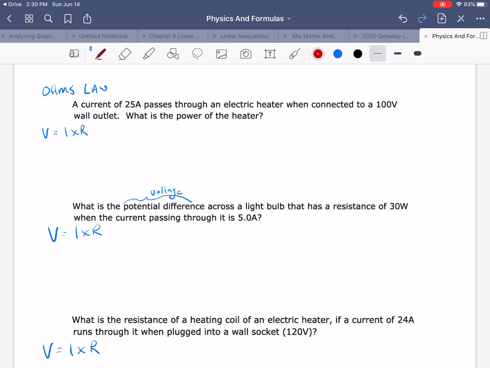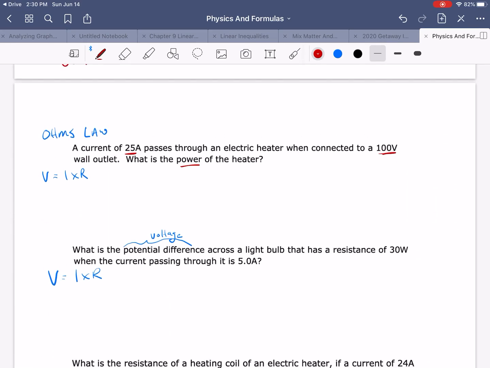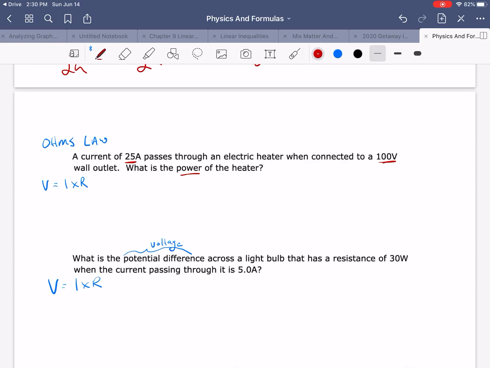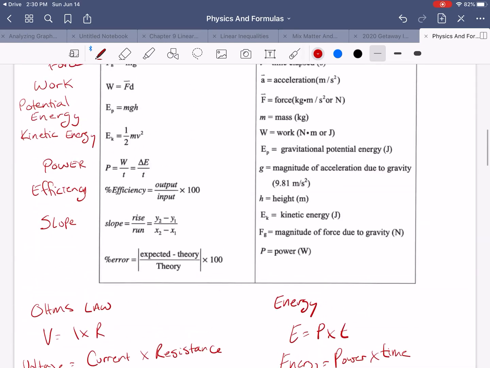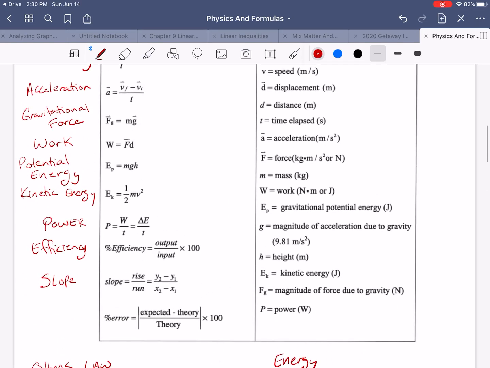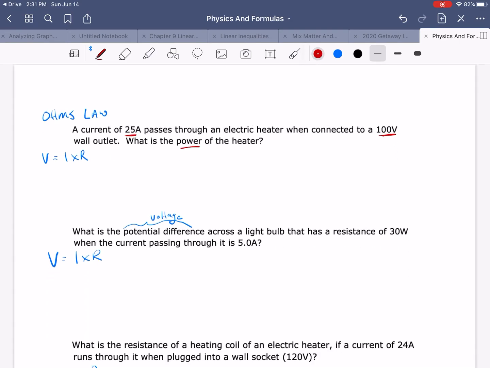A current of 25 amps passes through an electric heater when it's connected to a 100 volts wall outlet. Okay, so basically what I get everybody to do is, it says, what is the power of the heater? Oh, sorry, so we're doing power, my bad. So this is not Ohm's law. This is power. So, oh no, wait. What is the power of the heater? Just wait. Let me just come back here. Let's take a look. There is one here. I think it meant to say what's the resistance of the heater. So I'm just going to change that.